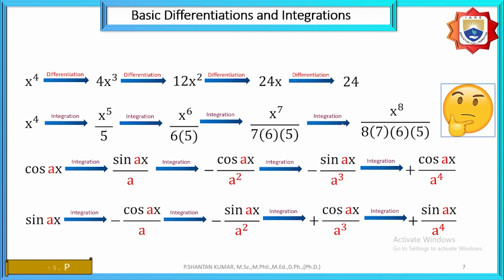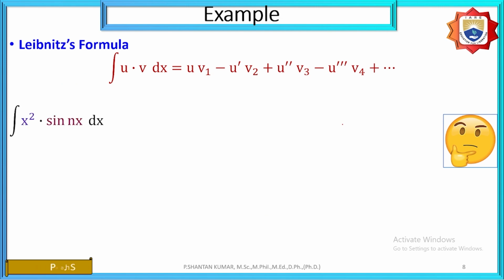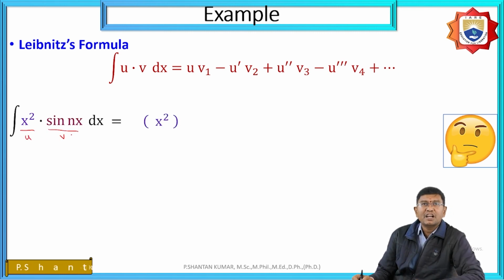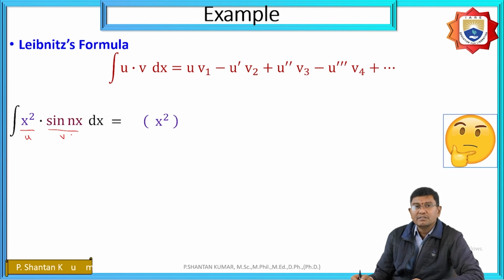These are very helpful for this chapter, Module 4, and we need to remember them. And again, for the Leibniz formula, for example, we consider u and also v, and based upon that, according to the formula, the first term is u.